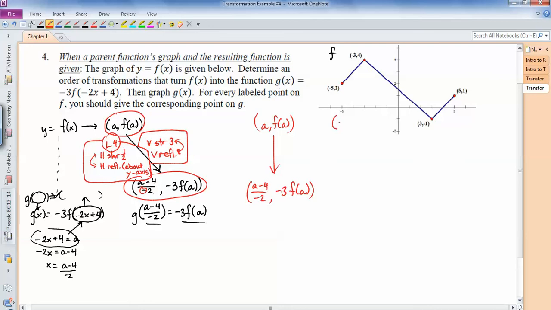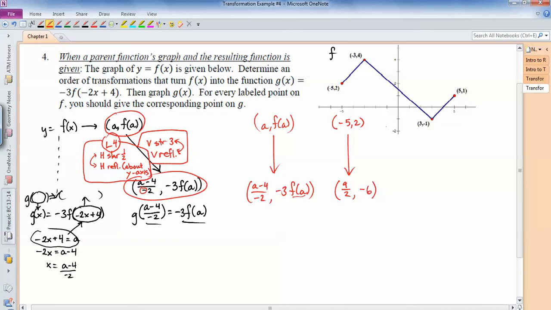So one of them is negative 5, 2. So that point is going to turn into, this is my a right here, negative 5. So if I plug in negative 5 for a, I get negative 5 minus 4 is negative 9, over negative 2 is positive 9 over 2. And then if I plug in 2 for my f of a, right, f of a is 2, then I'm going to get negative 3 times 2, so negative 6.